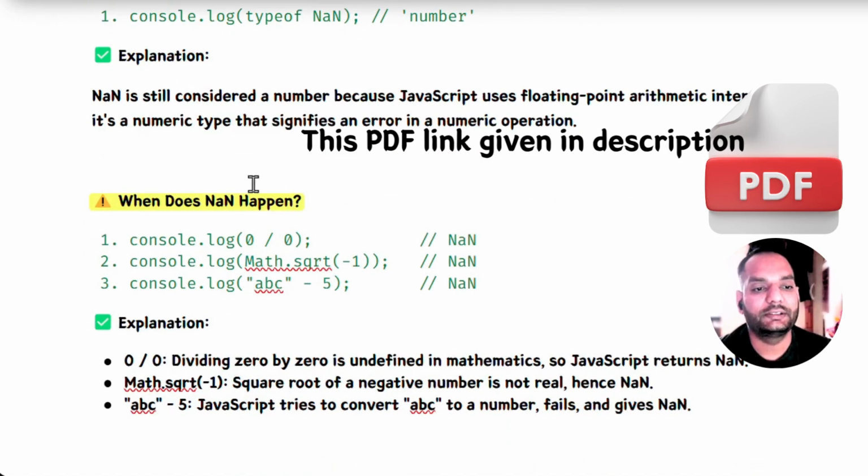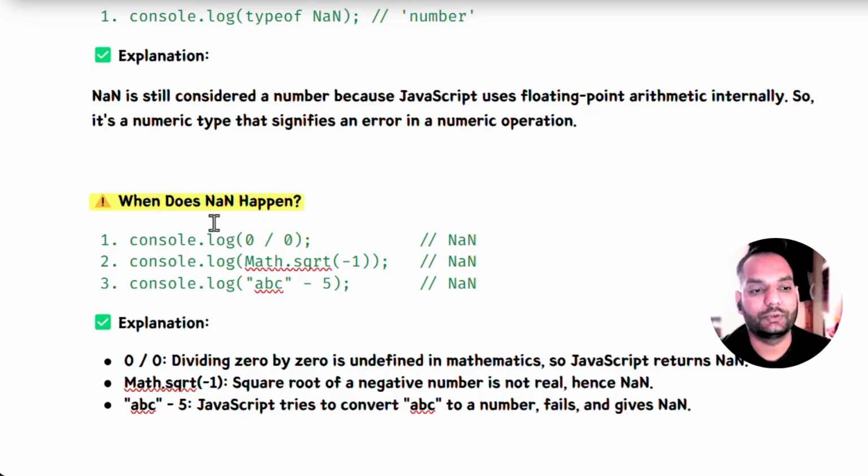Now, when does NaN happen in JavaScript? First, we have an example in which we write console.log of 0 divided by 0, and it will give NaN. The second one is console.log with Math.sqrt, passing -1, and again it will show NaN. And when we write console.log with a string, a minus sign, and then a number, again it will show NaN in JavaScript.